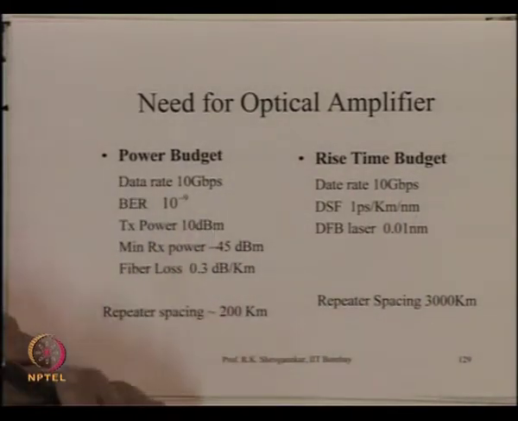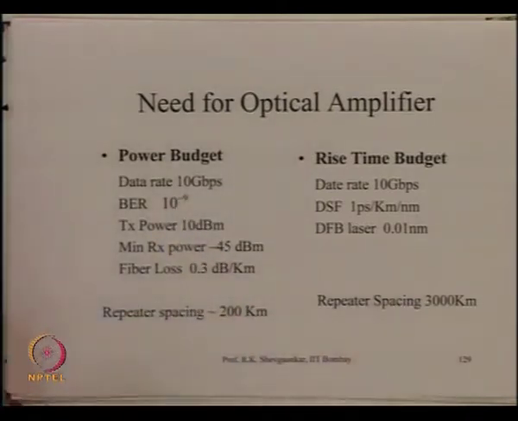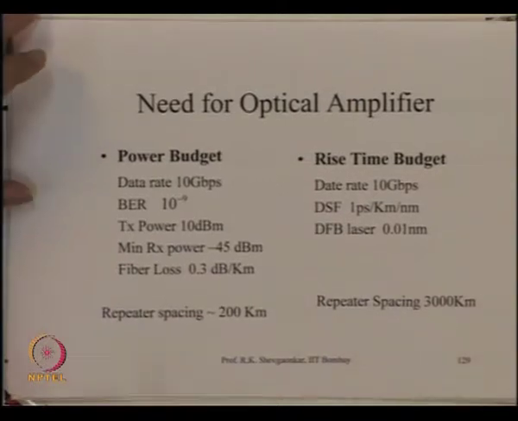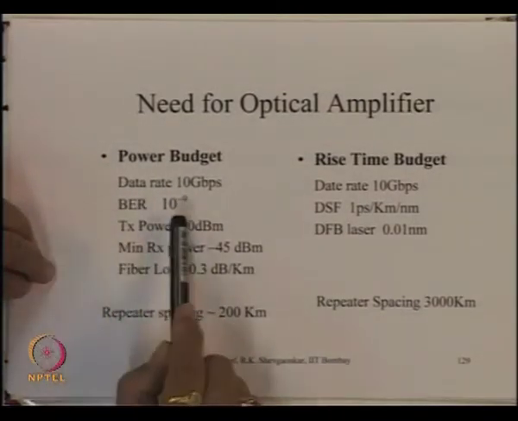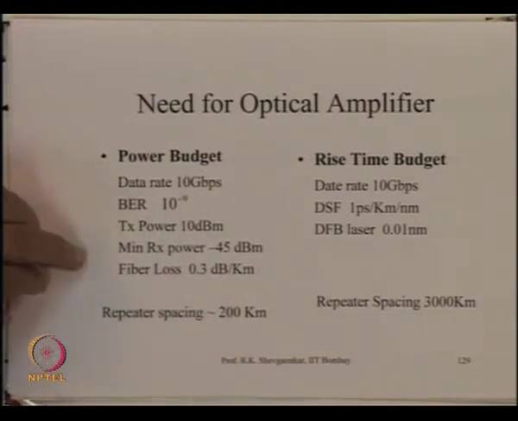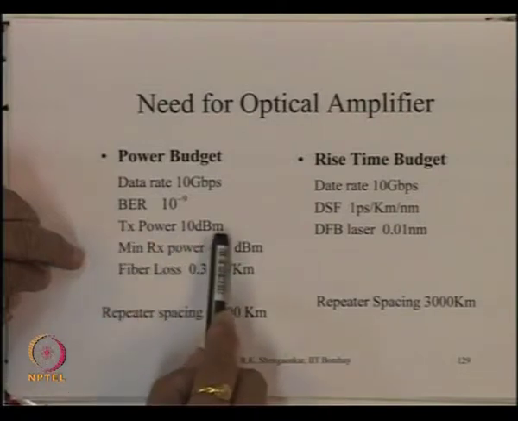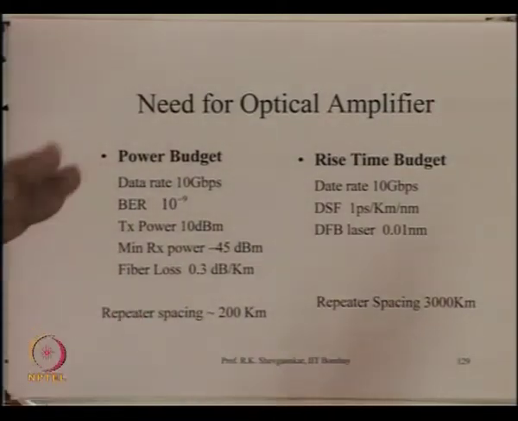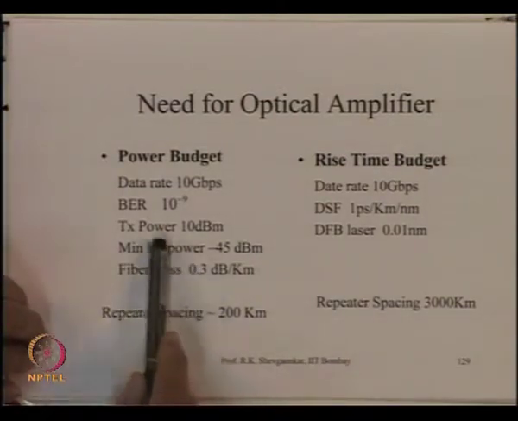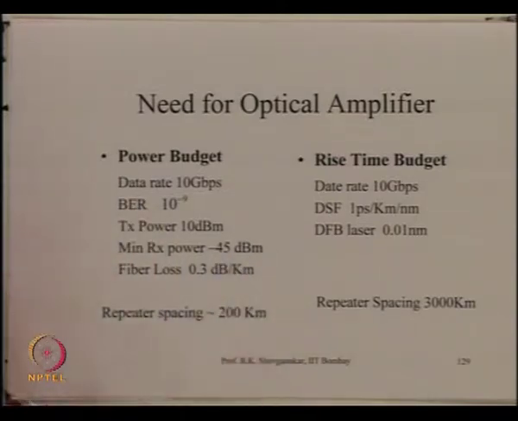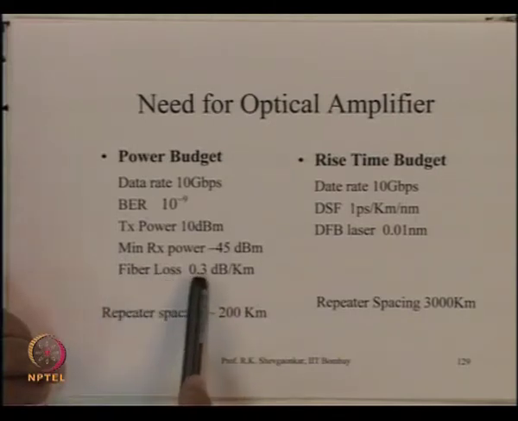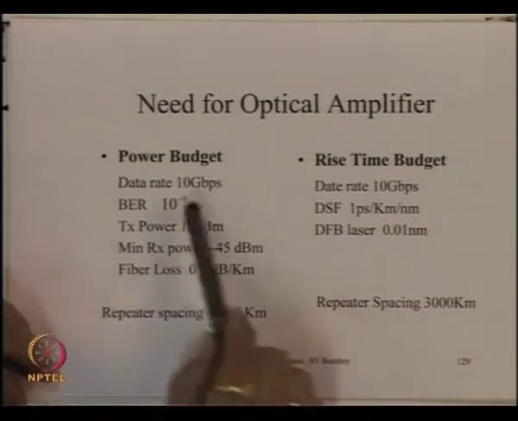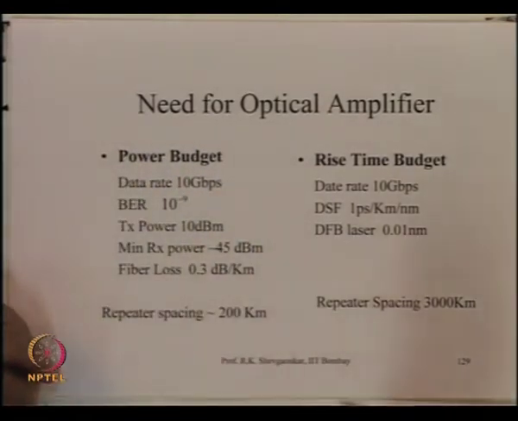Let us say we are transmitting at a data rate of 10 gigabits per second. This is what I mentioned; we can go maximum to that rate. And let us say we want a BER of 10 to the power minus 9. Let us say we have a transmitter power of about 10 dBm, and if you recall, this is already a very large power. Typically the power levels are about 0 dBm to plus 3 dBm, and the minimum power required for this BER is about minus 45 dBm. So if you take a fiber loss of 0.3 dB per kilometer, then because of the power budget, or because of the signal to noise ratio constraint, the repeater spacing has to be about 200 kilometers.